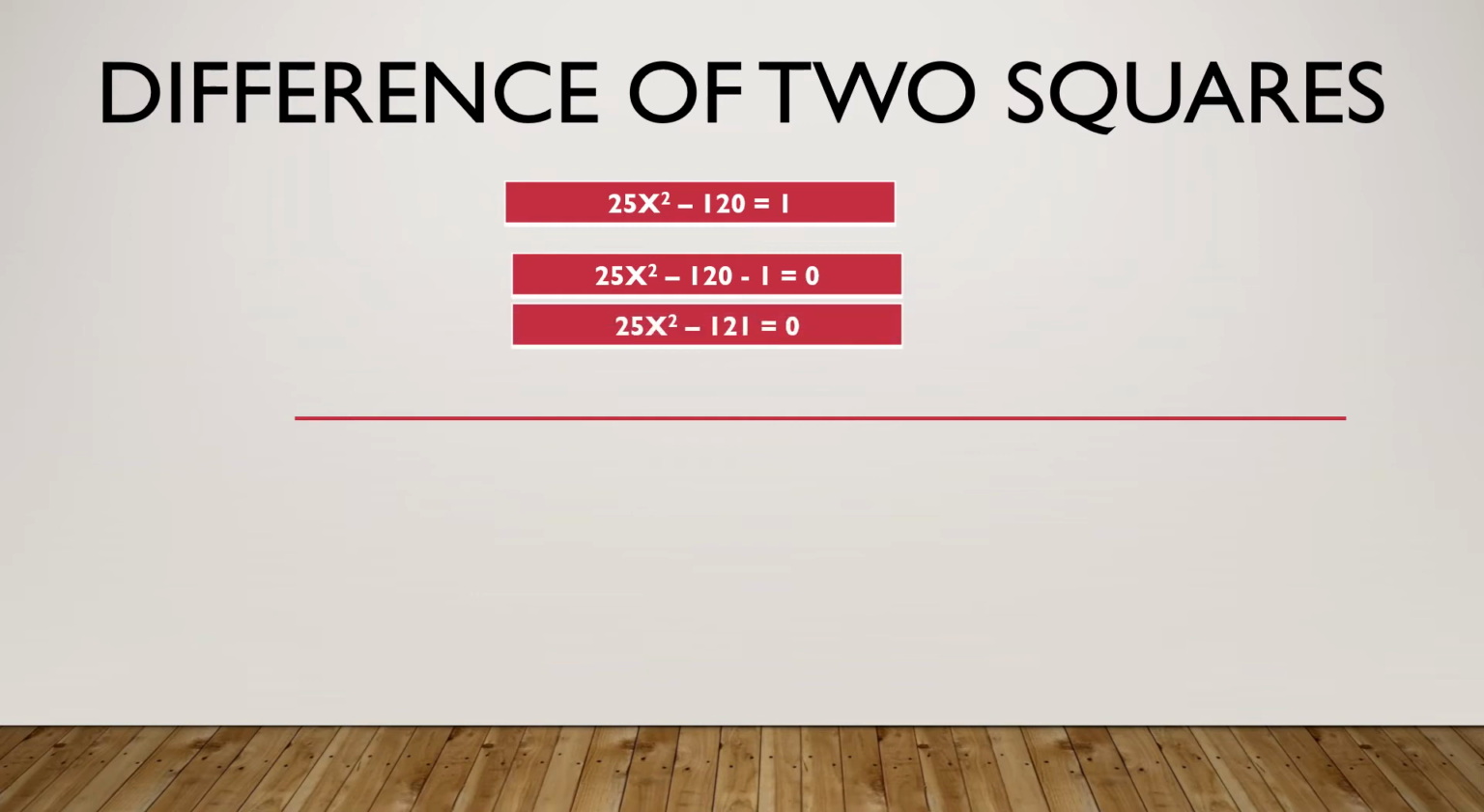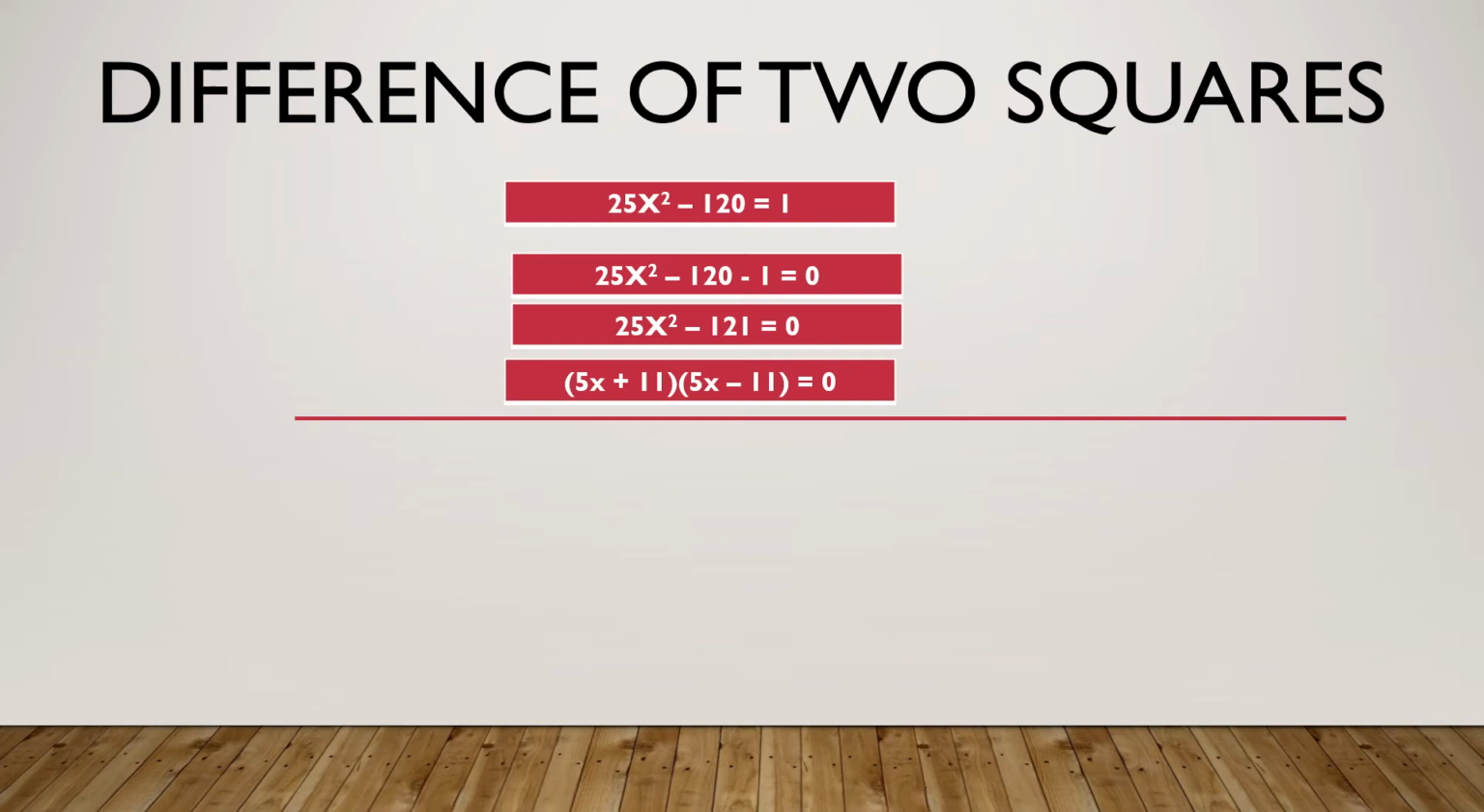Then add negative 120 and negative 1, so you have negative 121. So the equation now becomes 25x squared minus 121 equals 0. So as you can see, 25 is a perfect square, also 121 is a perfect square. So we can use how to factor difference of two squares by writing 5x plus 11 times 5x minus 11, because the square root of 25 is 5, then the square root of 121 is 11.